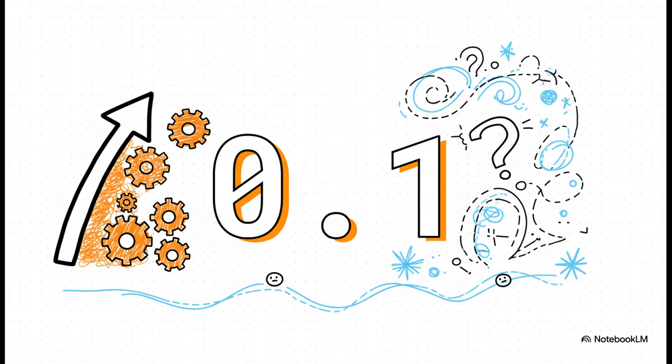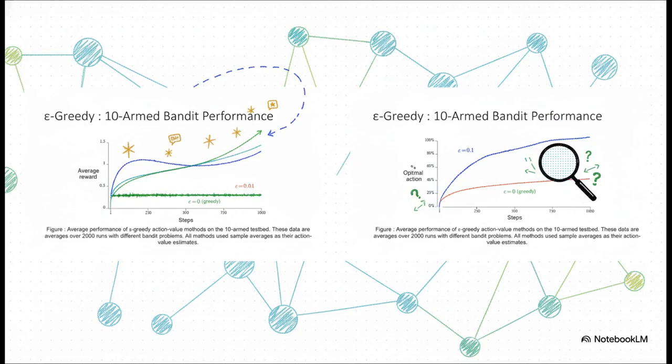To make that real, a super common value for epsilon is 0.1. What does that mean? It means our agent will be greedy and exploit its best known option 90% of the time. But for that other 10% of the time, it just throws caution to the wind and explores a random choice. That tiny bit of randomness is the secret sauce that keeps it from getting stuck.